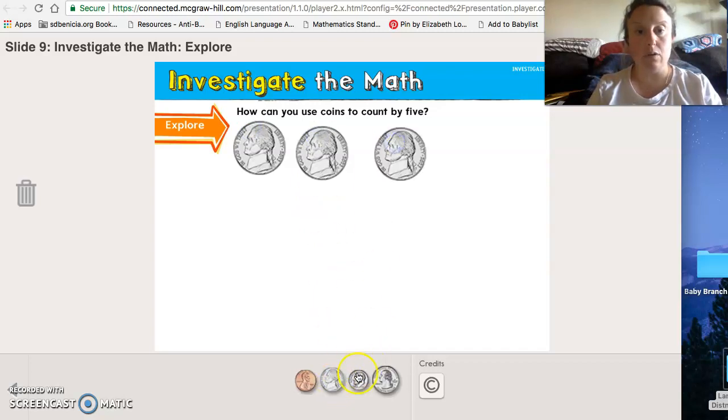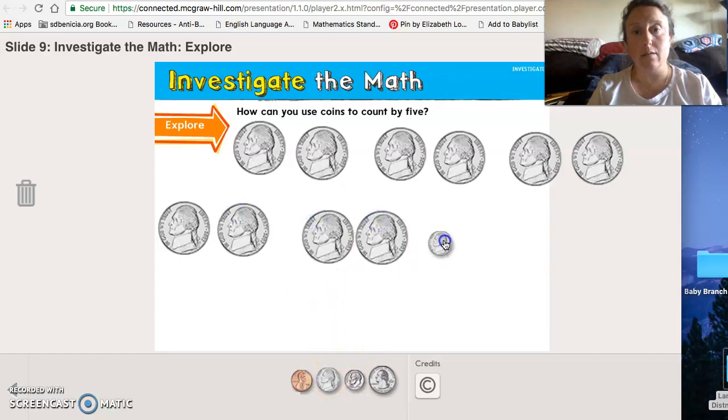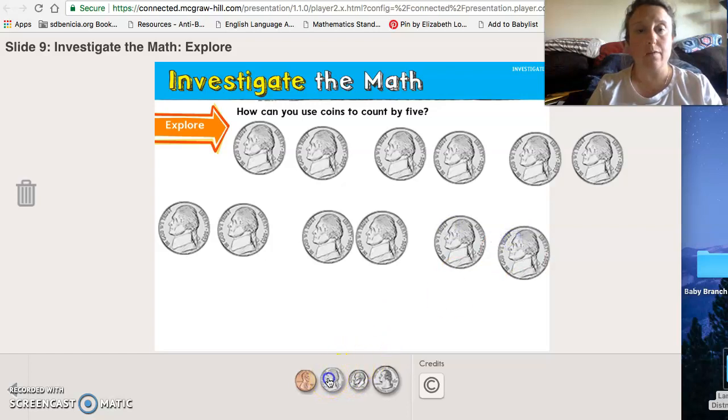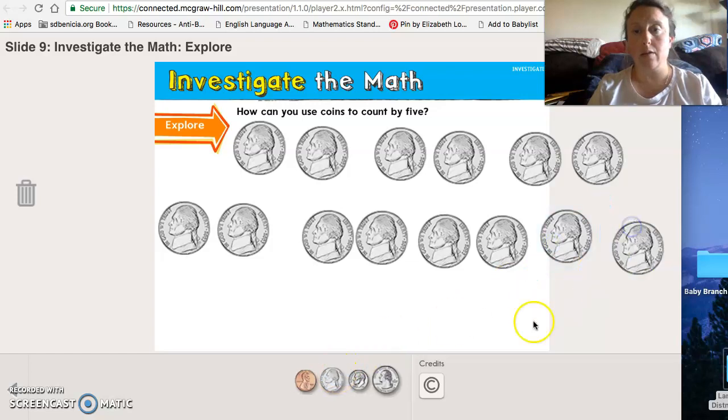I got 2, I got 4, and that's 6, 8, 10, 12, and 14. All right. And they want to know how much money does she have? Well, what do I do, first grade? I count them. 5, 10, 15, 20, 25, 30, 35, 40, 45, 50, 55, 60, 65, 70. She has a total of 70 cents.